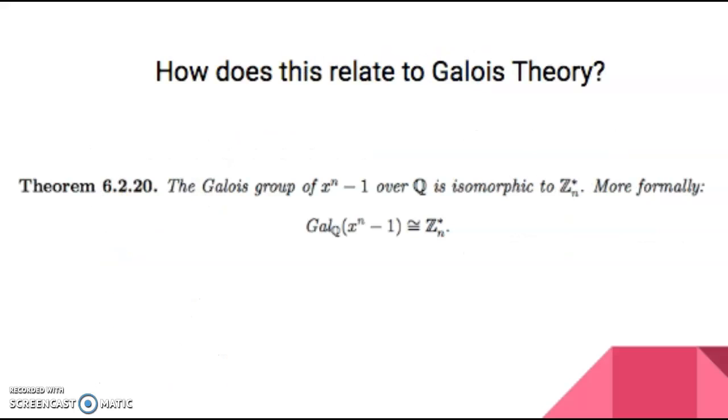Now, how does this all relate to Galois theory? This particular group, the integers modulo 8 star, relates to Galois theory through Theorem 6.2.20, which states that the Galois group of x to the n minus 1 over the rationals is isomorphic to the group we just defined, the integers modulo n star. So that is how it all relates to Galois theory.